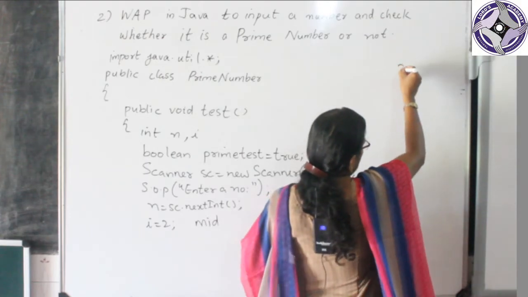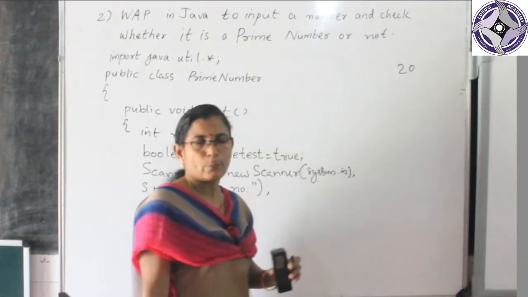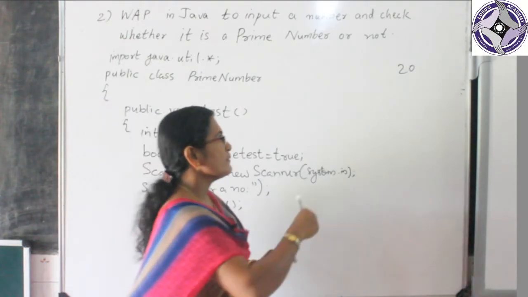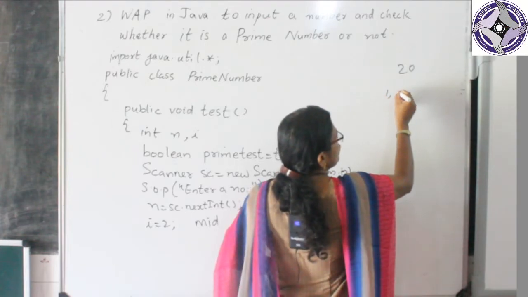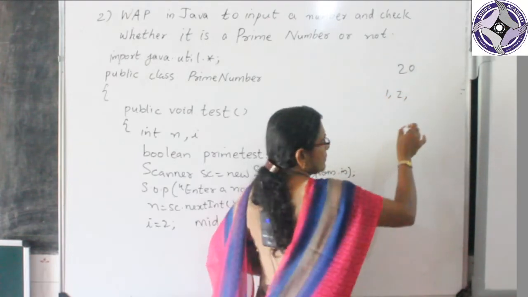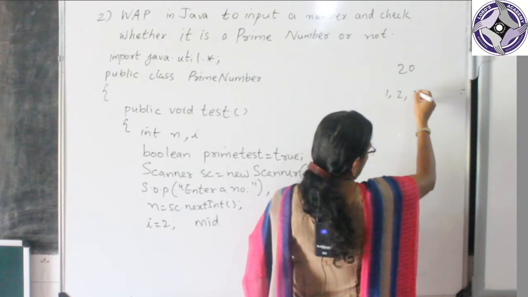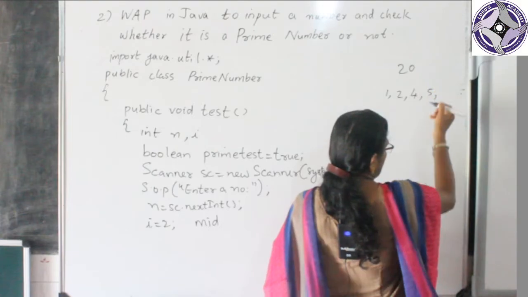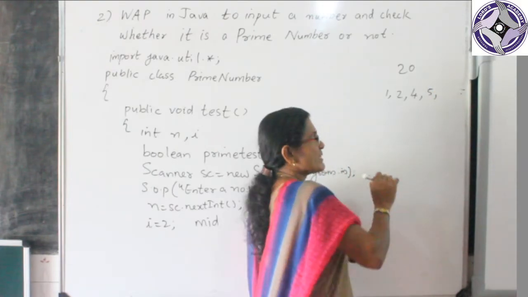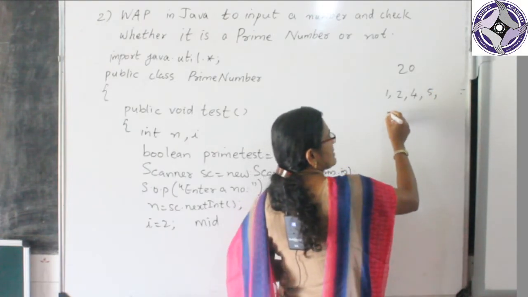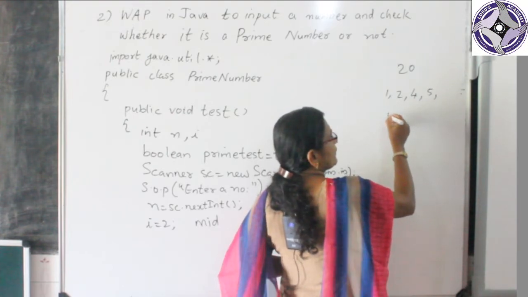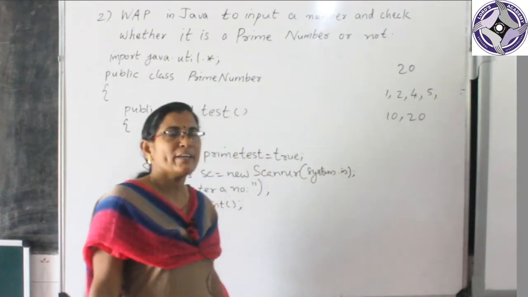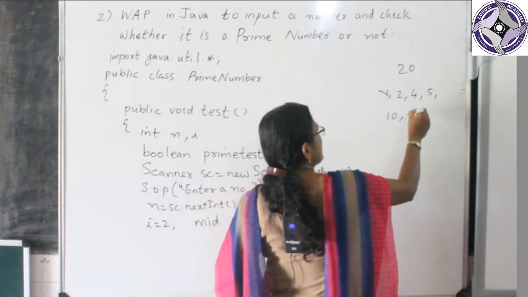And mid, we don't have to imagine that when we take 20 as the input value, factors of 20 are: 1, 2 is a factor, 3 is not a factor, 4 is a factor, 5 is a factor, 6 is not a factor, 7 is not a factor, 8 is not a factor, 9 is also not a factor, 10 is a factor, and 20 is a factor. We don't have to consider this 1 and 20.